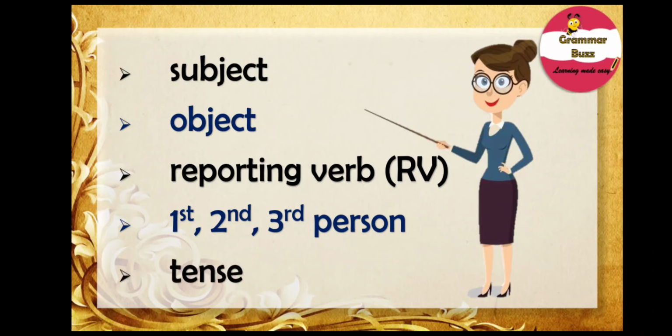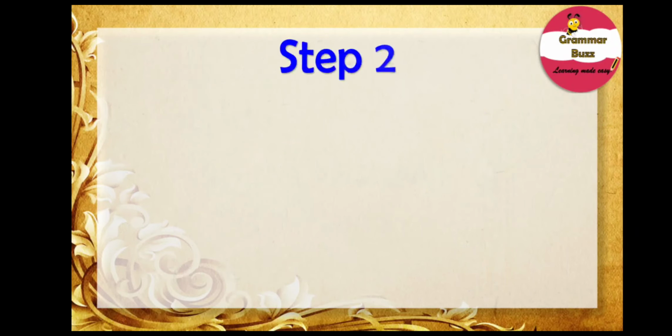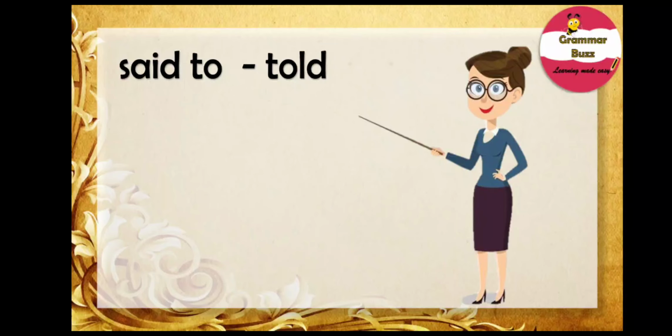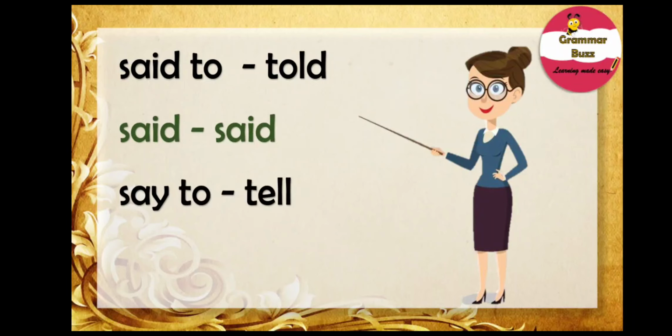Remember, the second step is change of reporting verb. The reporting verb is changed in the following way. Said to is converted to told. Said remains unchanged. Say to is changed to tell and says to is changed to tells. Remember: said to, told; said remains unchanged; say to, tell; says to, tells.